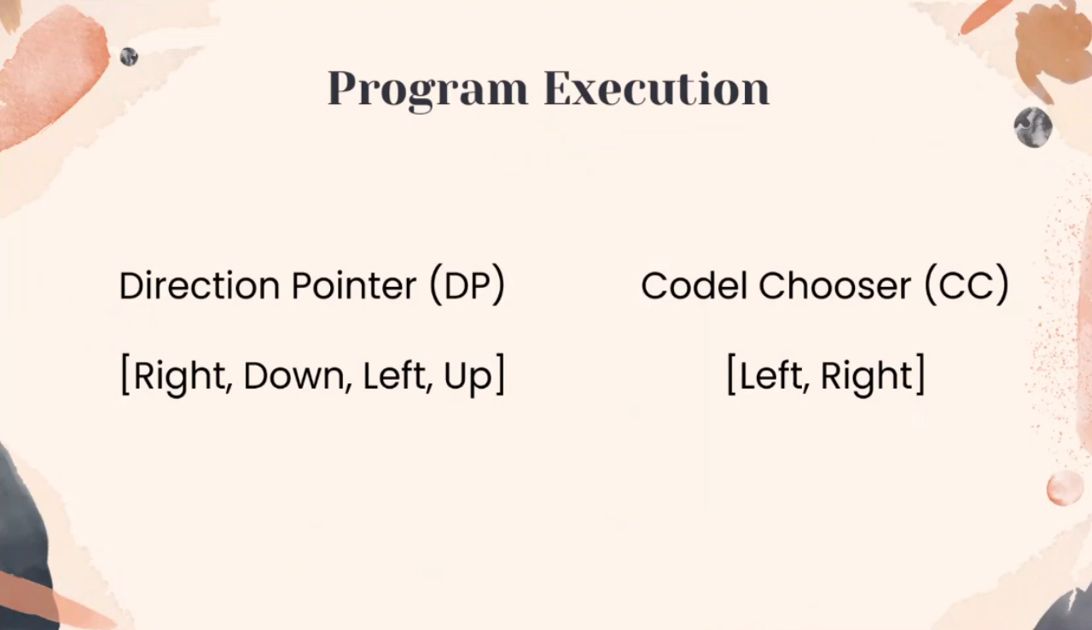Okay, and now for the program execution. When a program executes, we have two pointers. One is the direction pointer, and it has values ranging from right, down, left, up, in this order, clockwise. And the other pointer is the codel chooser, which has left, right. For short, we use DP and CC.